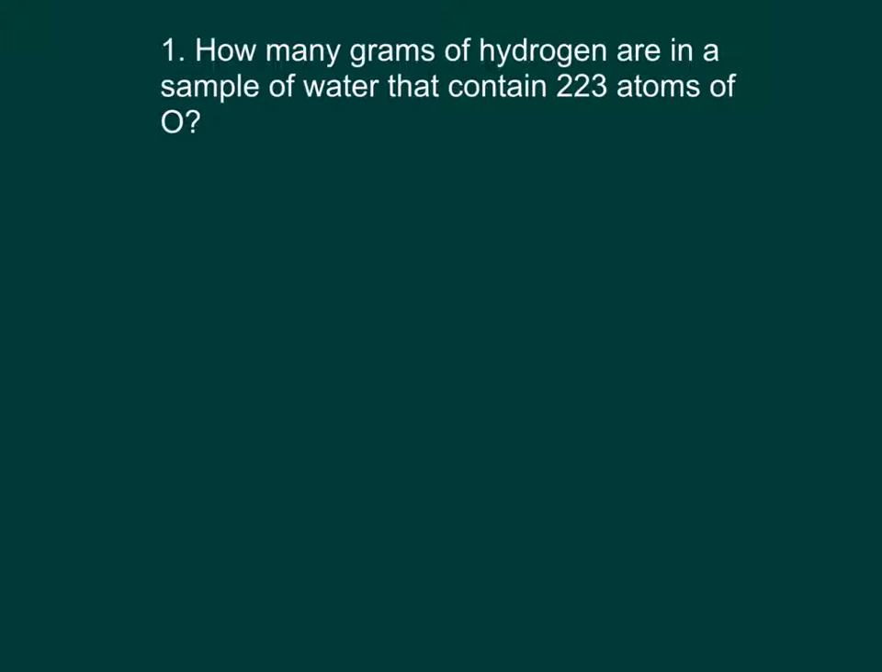Okay, so first, what I like to do when starting these problems is identify what it is that we're looking for. Right now we're looking for how many grams of hydrogen are in a sample of water that contains 223 atoms of oxygen. So this is what we have, this is what we know, and this is what we start off with. And this is basically what we need.